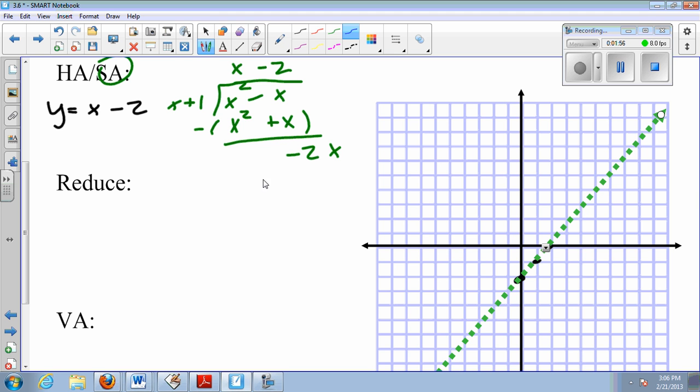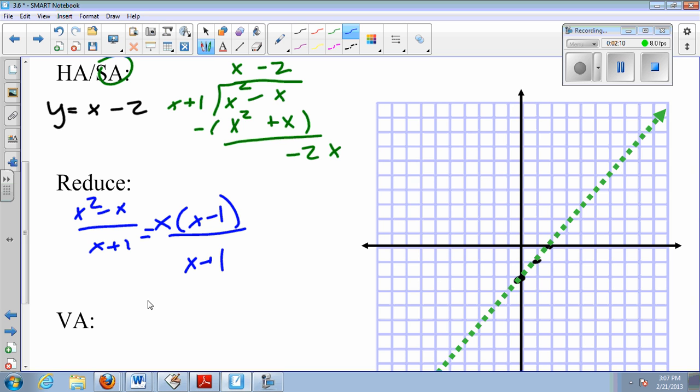Okay, so now we need to reduce. We start with x squared minus x over x plus 1, which goes to x times x minus 1 over x plus 1. Our vertical asymptote occurs where the denominator is equal to 0, so x equals negative 1. Negative 1, not positive.